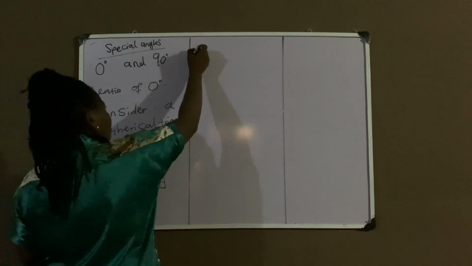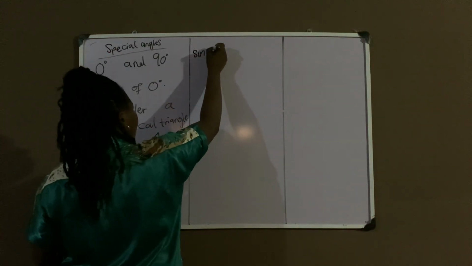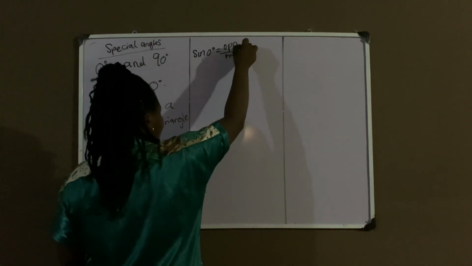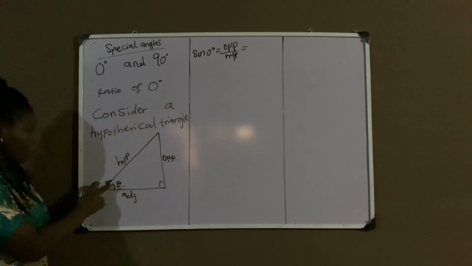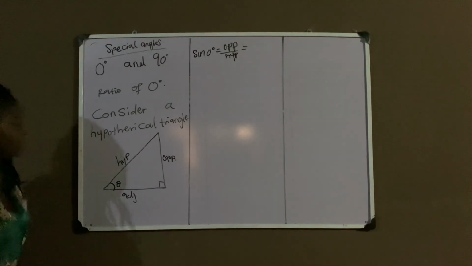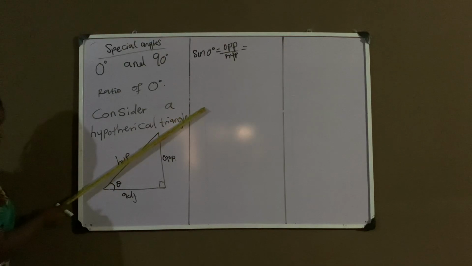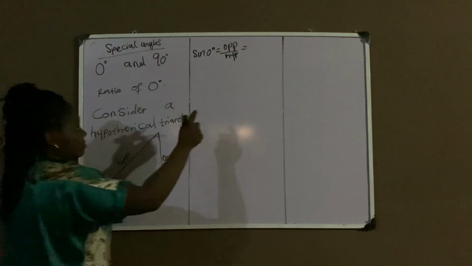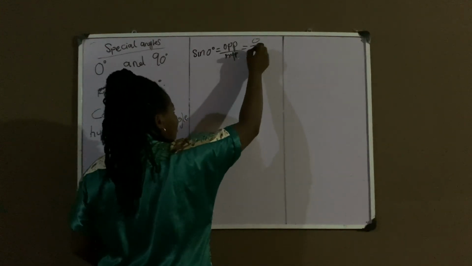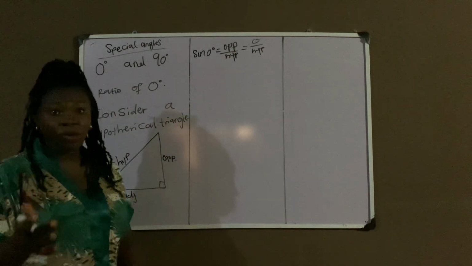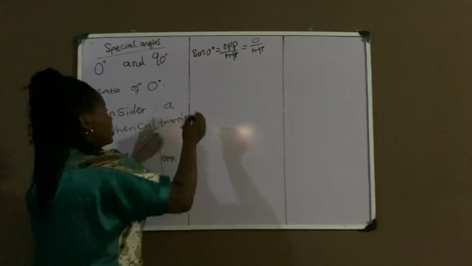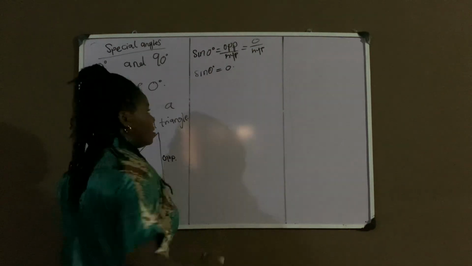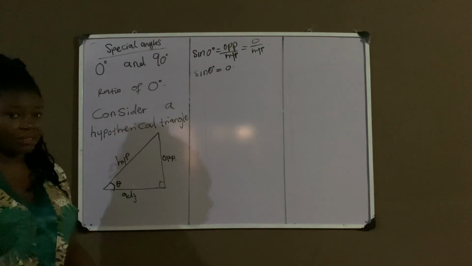Therefore, we now say sine 0 degree. You know sine is opposite over hypotenuse. You know that. Now, 0 degree is now opposite over hypotenuse. But remember, when we did this, the hypotenuse was pushed down and our opposite is gone. So opposite is now 0 and the hypotenuse is the hypotenuse. Of course, 0 over any number is still 0. So we say that our sine 0 degree is equal to 0.